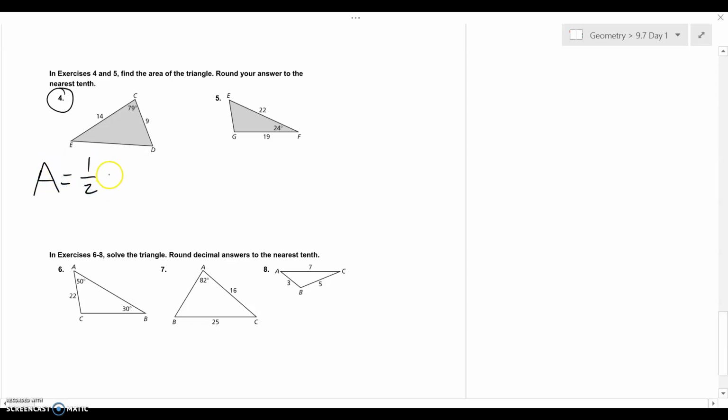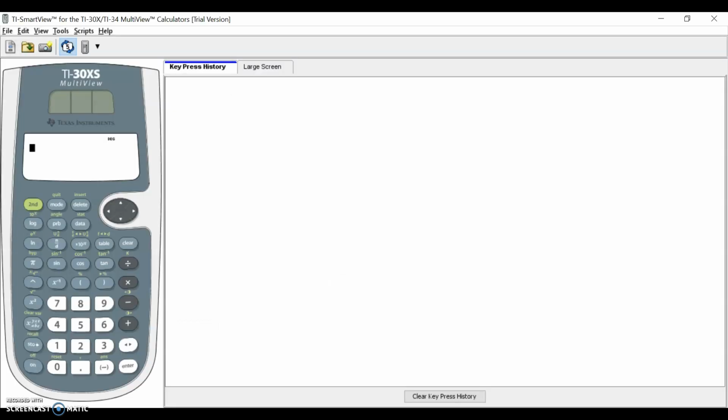And to find the area of a triangle that's not a right triangle, we can use half AB sine of C. Well, that would be the two sides, 14 and 9, and the sine of the included angle. So that would be 1/2 times 14 times 9 times the sine of 79. To do that, we don't have to do individual pieces. We can do the whole thing in our calculator.